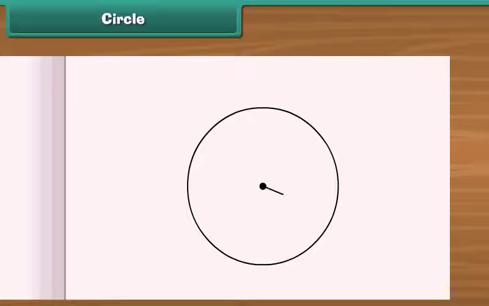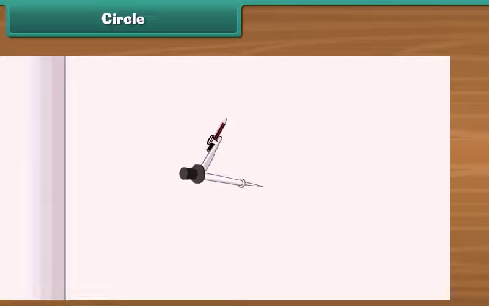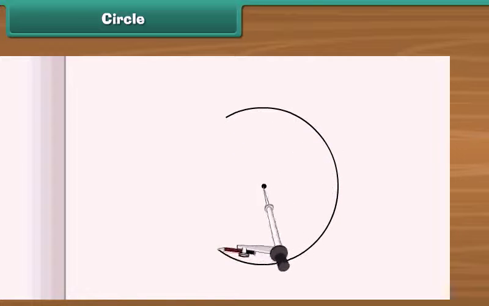The length of the line segment from center of the circle to any point on the circle is called the radius. Twice the radius of the circle is called the diameter of the circle. A circle of a given radius can be drawn with the help of a compass.